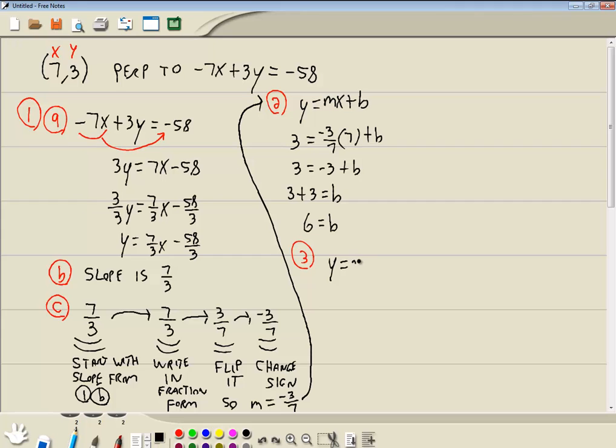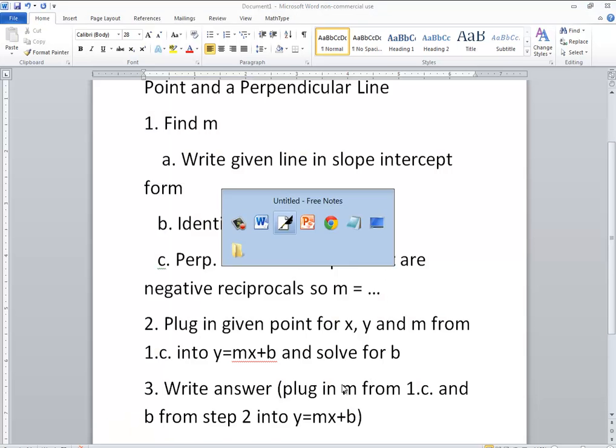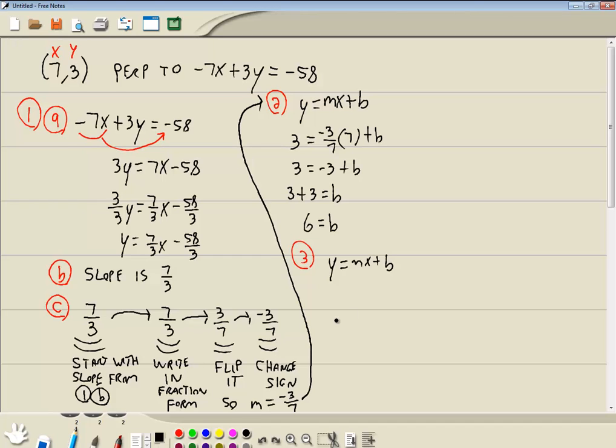So then step 3. Plug in m from 1c. M from 1c is negative 3/7. And b from step 2, which we said was 6. And our answer is y is equal to negative 3/7 x plus 6.